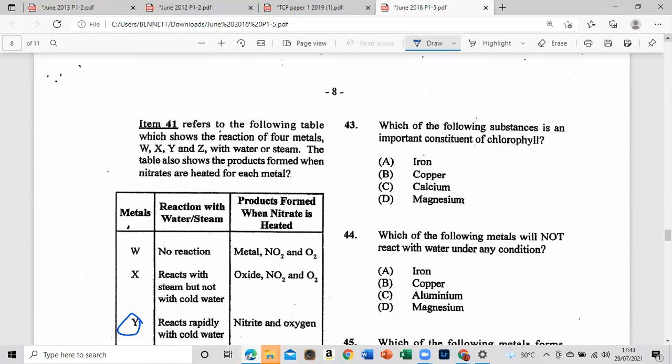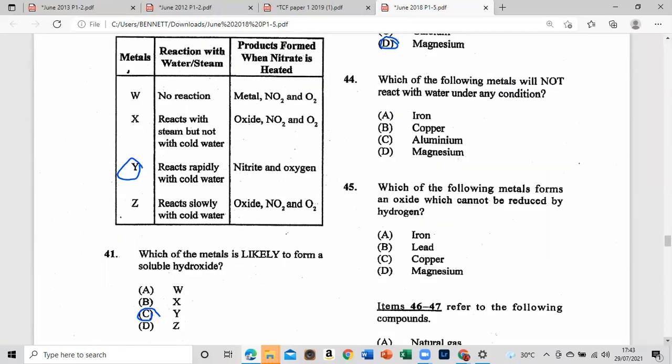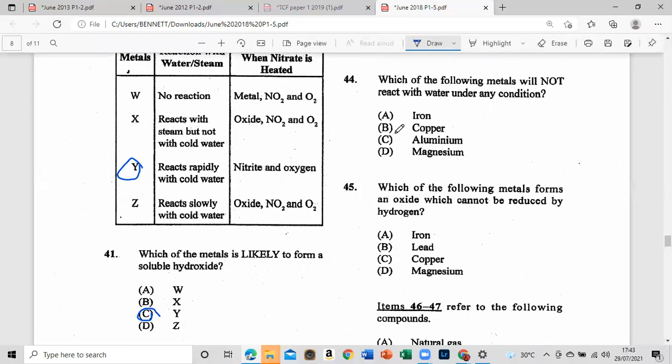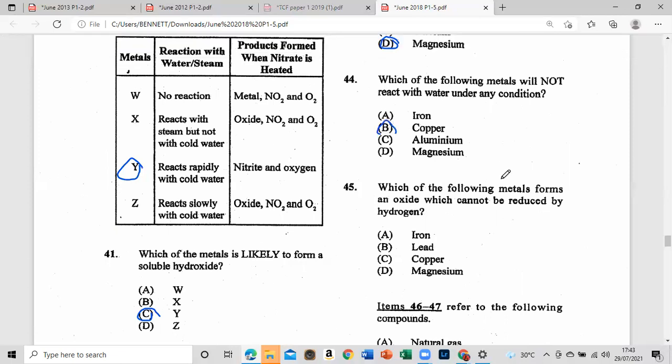43. Which of the following substances is an important constituent of chlorophyll? Is it iron, copper, calcium, or is it magnesium? And it is indeed magnesium. We did this one on an earlier paper. Hope you guys are taking notes. 44. Which of the following metals will not react with water under any condition? Is it iron, copper, aluminum, or is it magnesium? And it is copper.